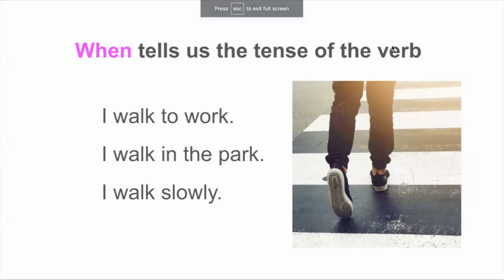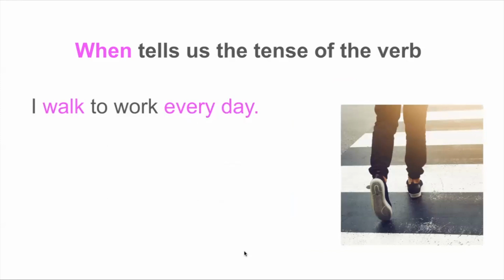Here's an example. Here's a simple sentence. I walk to work. Present simple tense, I walk, and a where, to work. If I change the where, so I say I walk in the park instead of I walk to work, it does not affect the verb. It's still simple present, I walk. If I put in information about how I walk slowly, it still does not change the tense of the verb. If I put in information about when, that can change the tense of the verb.